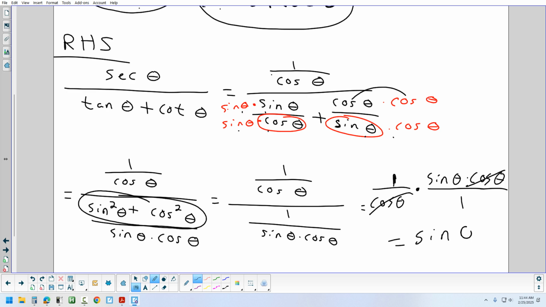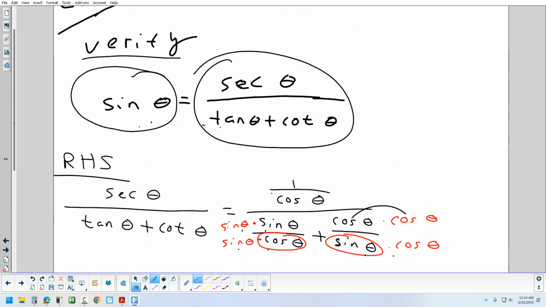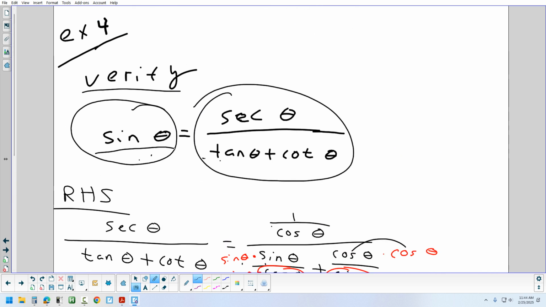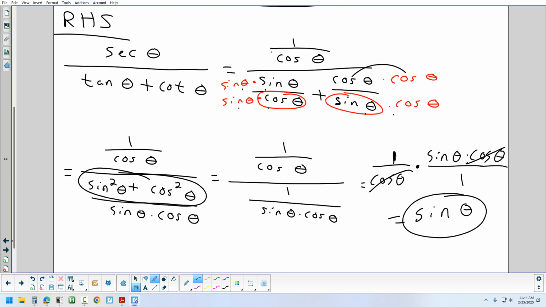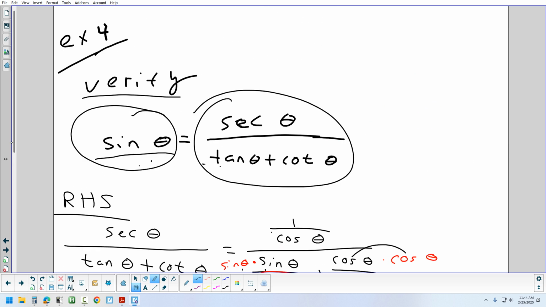And this is a problem where we can check our answer. They told us what was on the simple side. Let's go back up. That's exactly what we were supposed to get. If you got to that point and you didn't get sine theta, then that means you did something wrong. We are not going to be looking at problems that are, I guess, not true. I'm always going to give you a true statement here, and then you verify it.